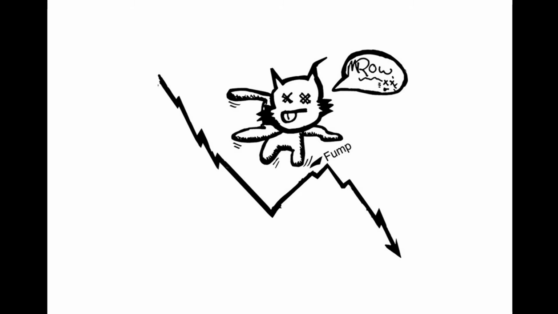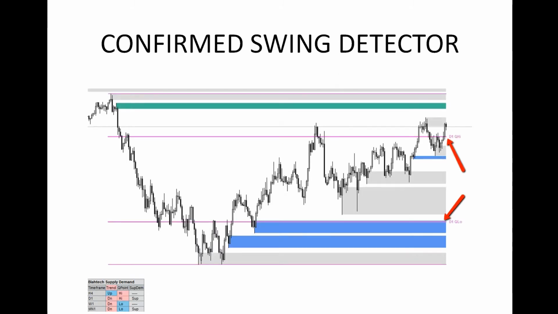Thirdly, we have the confirmed swing detector. To maximize profitability, you must endeavor to buy low and sell high. Too many traders ignore this rule and get punished by the market as a consequence. The Blahtech swing detector was developed as a solution to this problem. It determines the extreme points of recent price movements and displays them as pink lines on the chart, which you can see here.